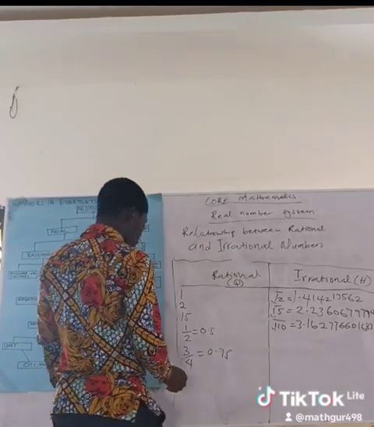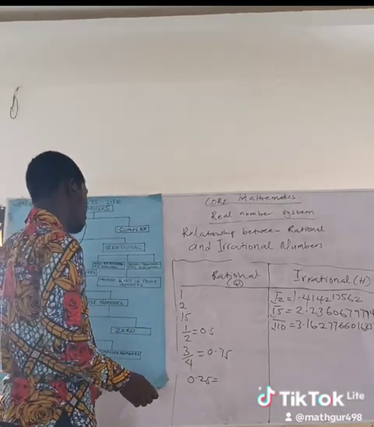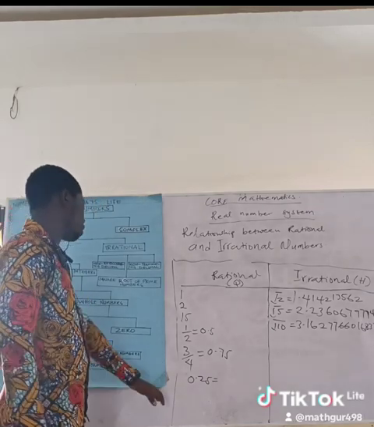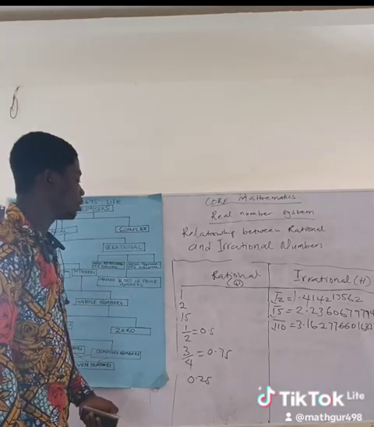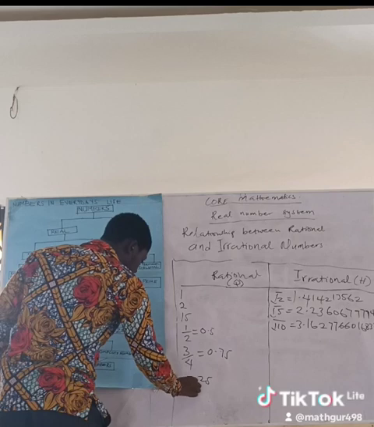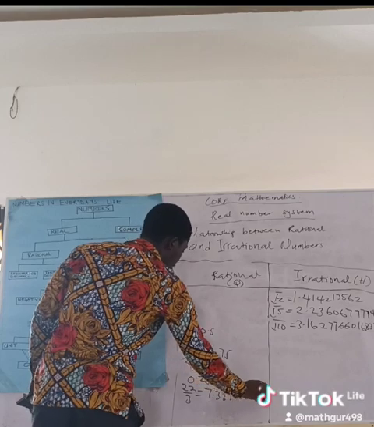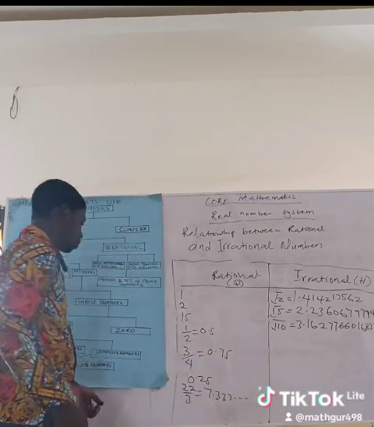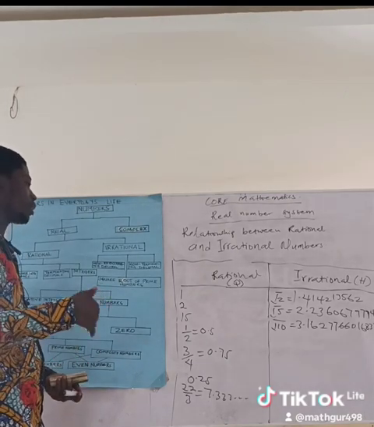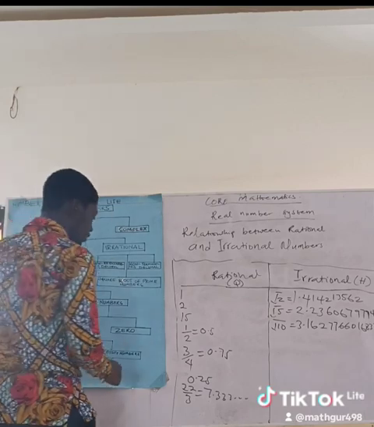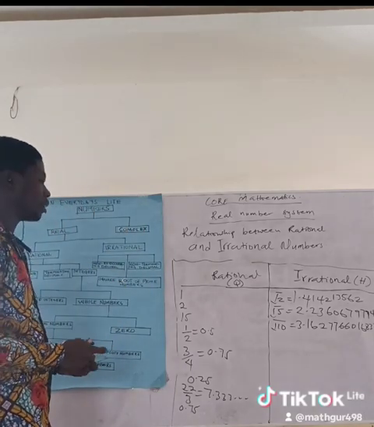Then we have 0.25. 0.25 is a rational number because it is a terminating decimal. Then you have 22/3, which will be 3.333, continuing. So it is a recurring decimal. 3 is recurring itself. Then you have 0.75. 0.75 is also a rational number.